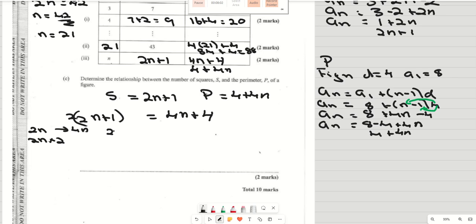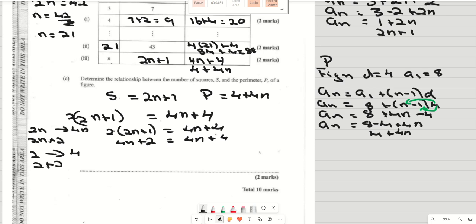So you say 2 multiplied by 2n plus 1 is equal to 4n plus 4. Let's check. 2n by 2 is 4n plus 2 is equal to 4n plus 4? We do not get 4, we're supposed to get 4, right? How would you turn 2 into 4? You would have to add 2 plus 2, which is equal to 4.